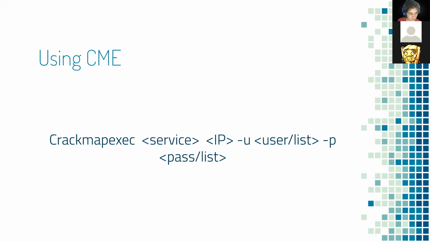Quick note about CrackMap, it has to be in this format. There's no getting around it. You have to put CME, then the service name, and then the IP. You cannot switch up the IP to be right here and the service to be somewhere else. It's very picky. The program is very picky, and it made me frustrated sometimes.